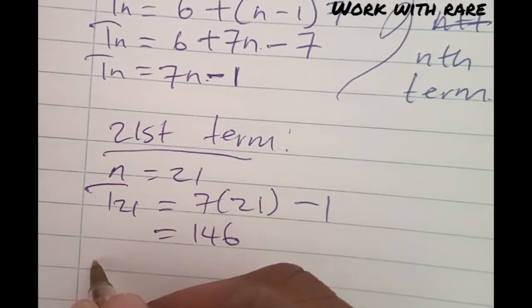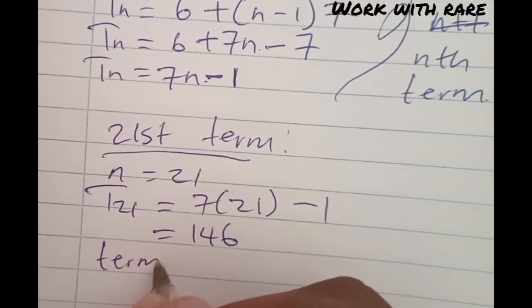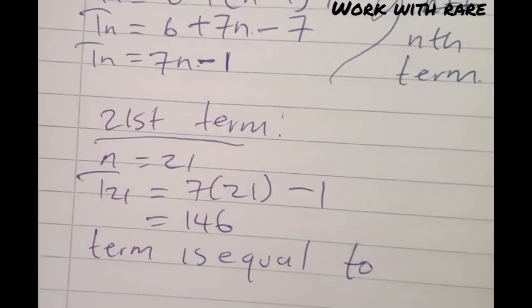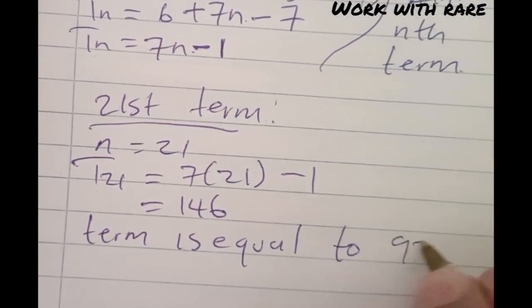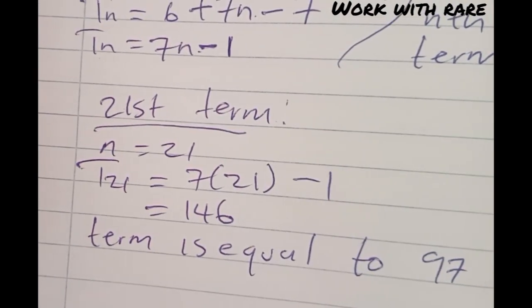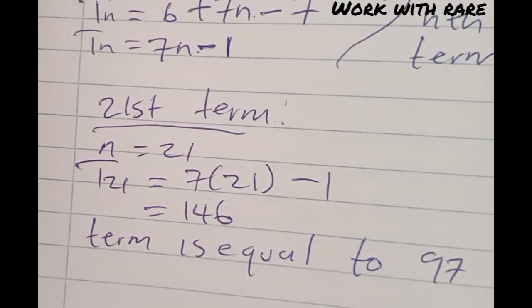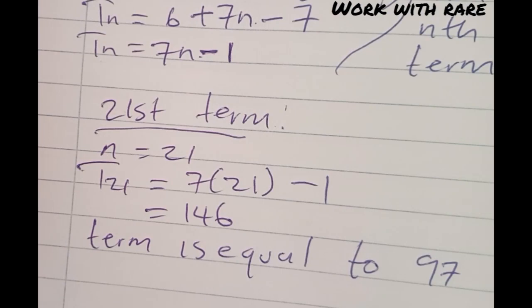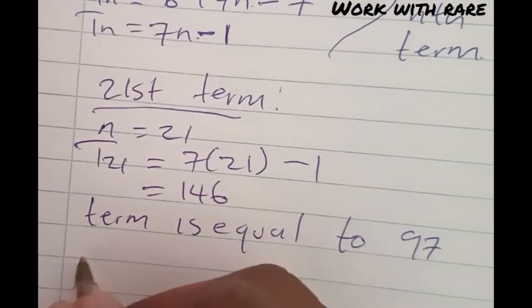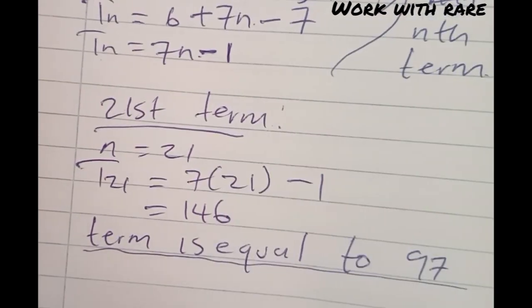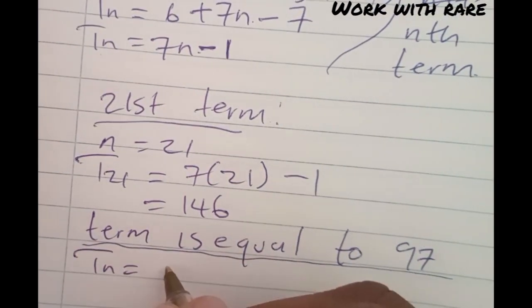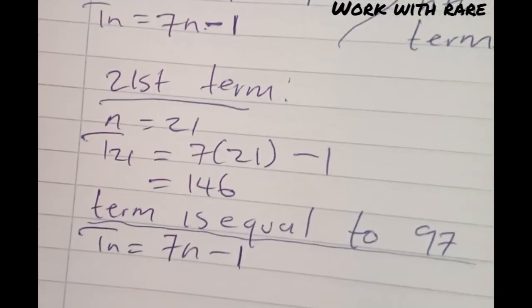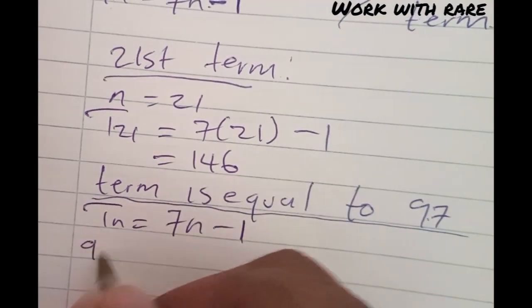So they said which term is equal to 97. So where I see Tn, I'll substitute 97. I'm looking for n, so I'll have to make n the subject of the formula. So okay, this is part of our question. So remember, my nth term is Tn is equals to 7n minus 1. Like I said, where I see Tn, I substitute 97.